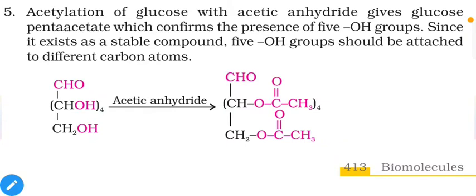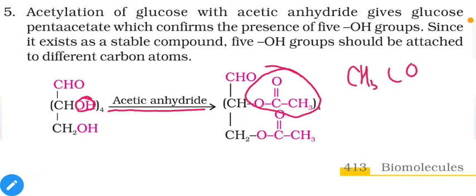Acetylation of glucose with acetic anhydride gives glucose pentaacetate, which confirms the presence of 5 OH groups. Since it exists as a stable compound, the 5 OH groups should be attached to different carbon atoms. Now the reaction is when a compound having an OH group reacts with acetic anhydride, the whole CH3COO group will be attached, or it will replace the OH group.